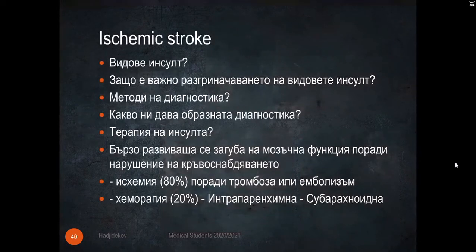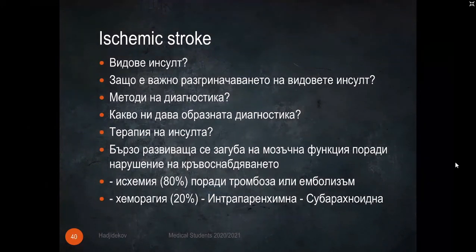Okay, so now we will speak a little bit about ischemic stroke. How can we differentiate or characterize the different types of stroke, ischemic and hemorrhagic stroke, which imaging methods should we rely on, and what answers can radiology or medical imaging give us in that?